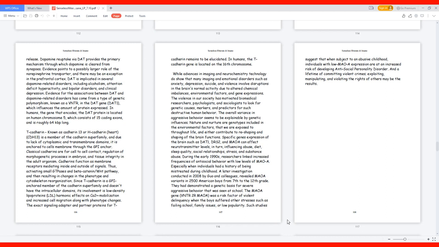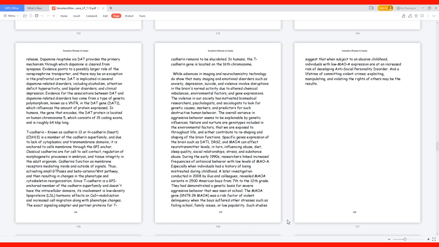Evidence for the associations between DAT and dopamine-related disorders has come from a type of genetic polymorphism, known as a VNTR, in the DAT gene, DAT1, which influences the amount of protein expressed. In humans, the gene that encodes the DAT protein is located on chromosome 5, consists of 15 coding exons, and is roughly 64 kbp long.